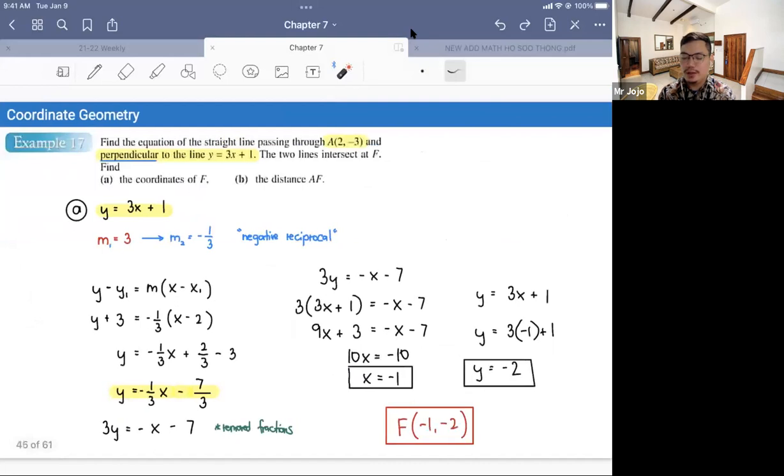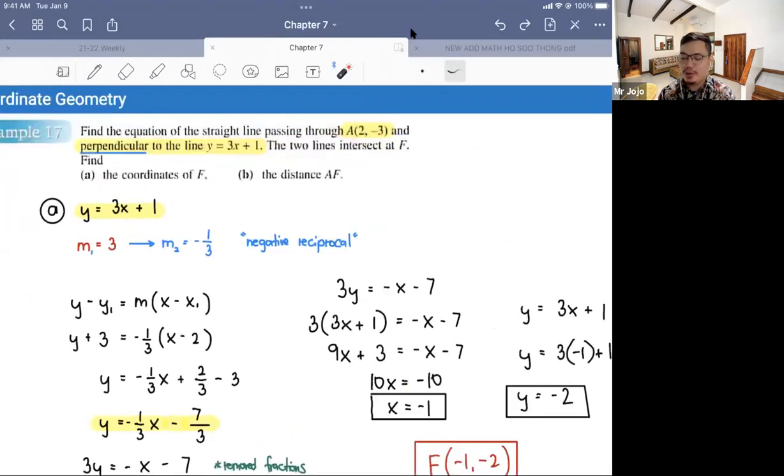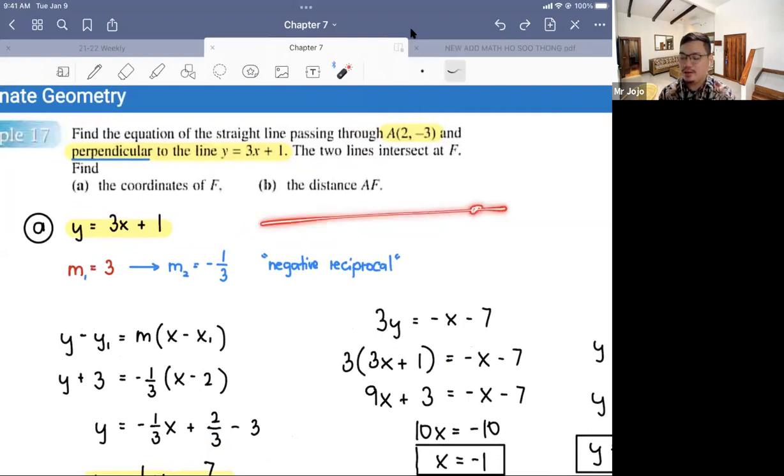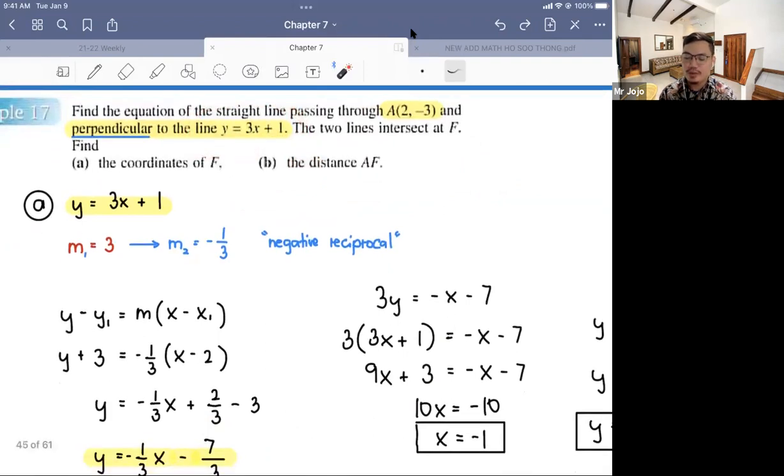So to find the coordinates of F, let me repeat, you need to find the equation of the line first, all right? Of the first line that has point A, because point F is along that line, okay? So like this, and then we have F here. So you need to find the equation of this line, right? All right, so we're given here another line, which is y equals 3x plus 1. So from here, what is the gradient of this line? The gradient of this line is 3, right?